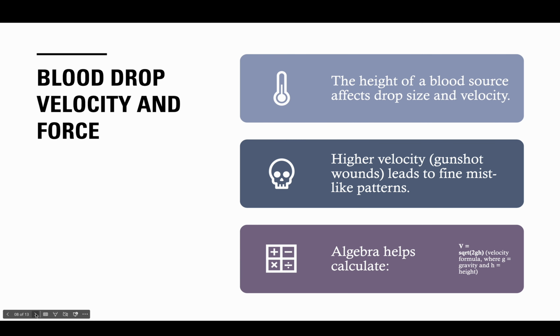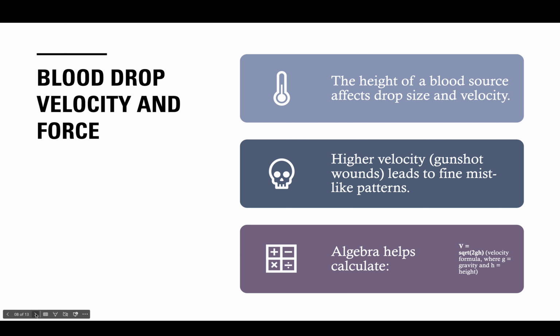Then also, things that go into it that are math related is the height of the blood source, like how tall the person is, if their arm is swinging, if it's from their leg or their hand. So the blood source affects the drop size and velocity, and the higher velocity is also gunshots. So gunshot wounds lead to a mist. When somebody gets shot, it sprays instead of dropping and clumping. So that's how you also figure it out.